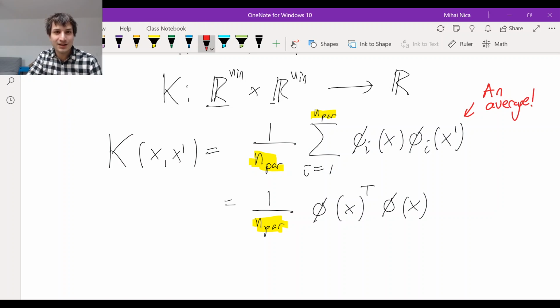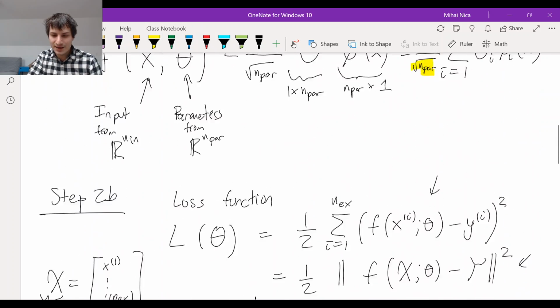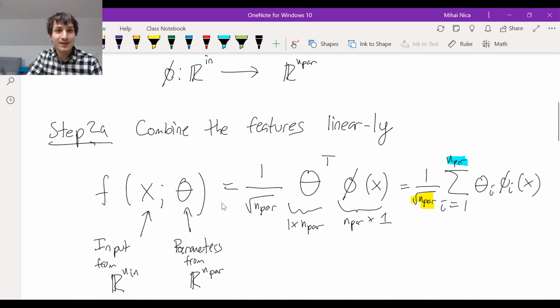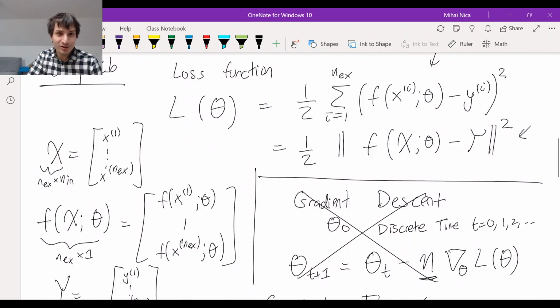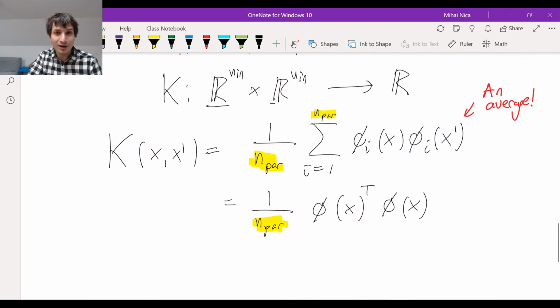And in fact, that was exactly why earlier I divided by the square root of n par. That 1 over square root of n par, in the kernel, translates into just a 1 over n par. And by doing this, we get an average. And averages are nice. That is why I did that, and that is why the whole model turns out really nice, because we have this nice average. So this kernel k answers all of the questions.